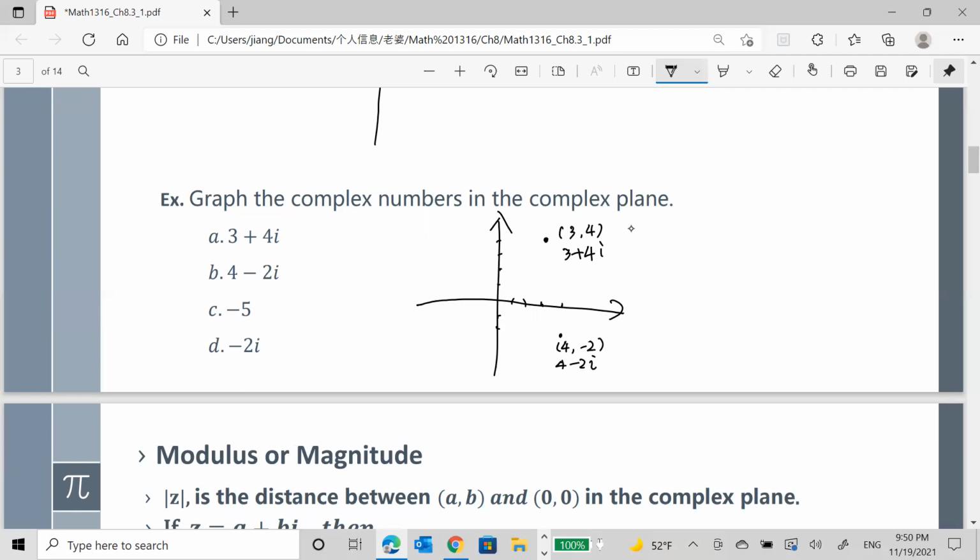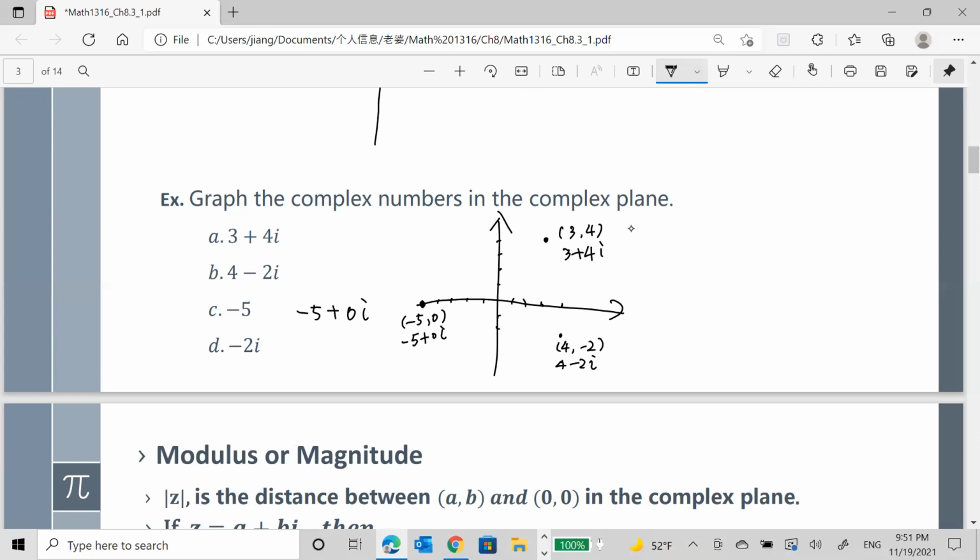How about -5? So -5 is a real number. That means -5 plus 0 times i. So it's -5 on the axis. So here is -5, and then 0 times i, so I don't need to move up or move down. Just stay here. The point here is (-5, 0). And then write it down like -5 plus 0i.